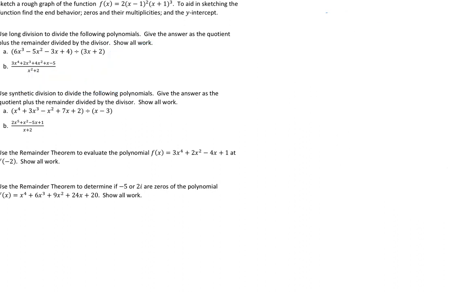So going on to number 59, now it wants to use synthetic division to divide the following polynomials. Give the answer as quotient plus the remainder divided by the divisor. So for synthetic division, we're going to take whatever we're dividing by. In this case, it's going to be x minus 3. And we're saying our divisor is going to be whatever we plug in to make that 0. So in this case, it's going to be 3. I'll put a little box.